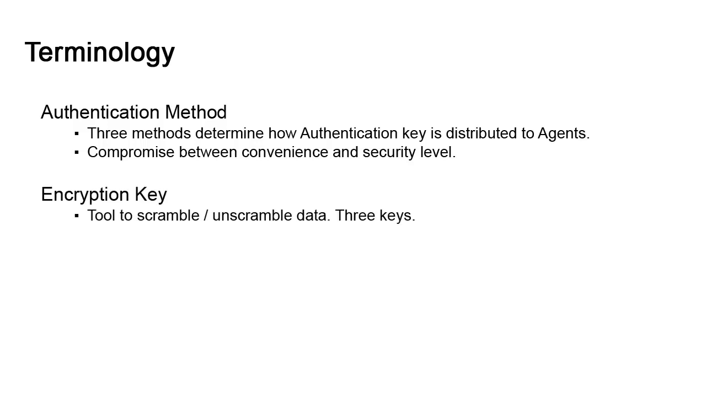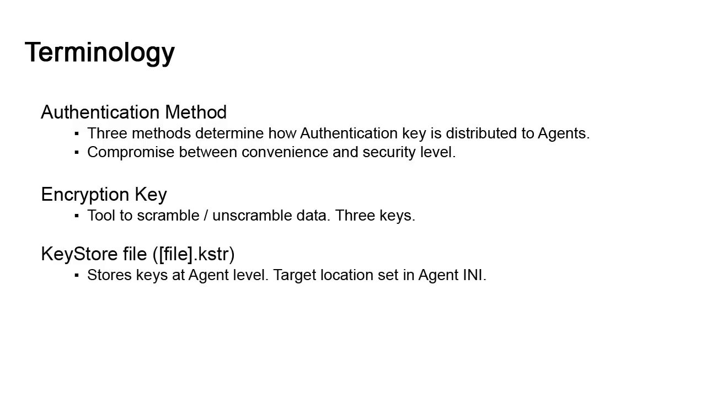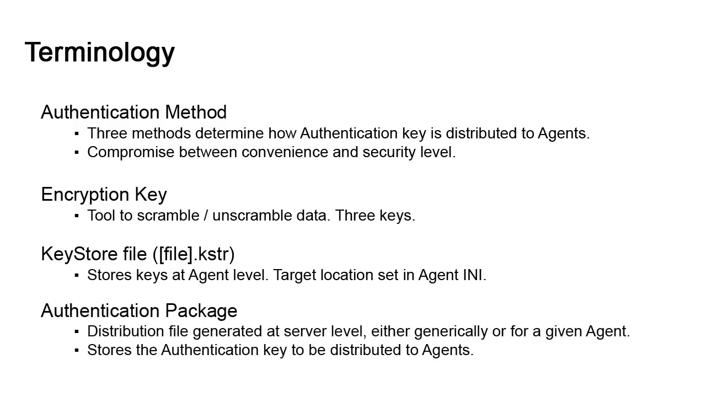Three encryption keys are used in the solution: authentication, transfer, and session. They contain the tools necessary to scramble and unscramble encrypted data. The key store file contains all of the keys required by the agent to authenticate with AE. Finally, we have the authentication package, although it does not apply to the no method. The package contains the authentication key made available to the agent, so it's able to establish the initial connection.